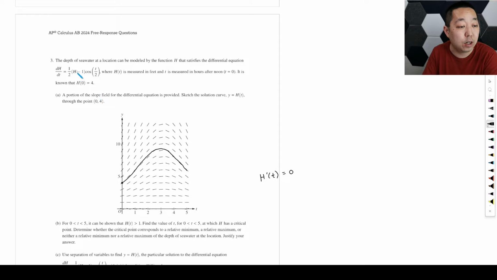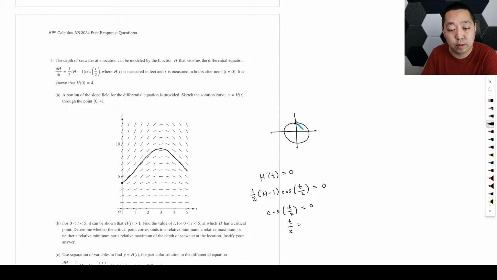So when does that occur? We have a derivative, and we want to know when that occurs. That's 1/2 (h minus 1) cosine of t over 2 is equal to 0. Because this is the derivative, right? When I have a product of things, either this is 0 or this is 0, but because h of t is greater than 1, this cannot be 0. So the only way that this product can be 0 is if cosine of t over 2 is equal to 0.